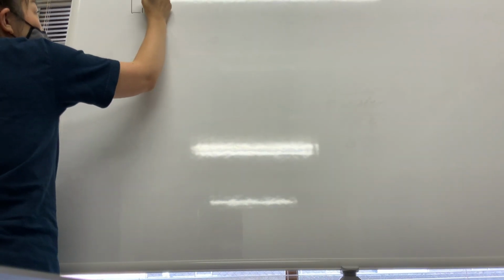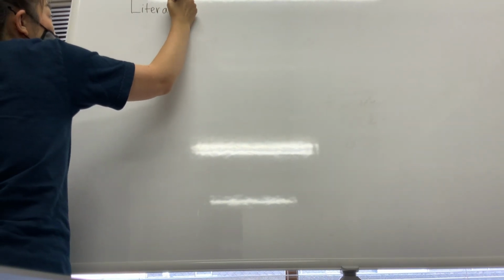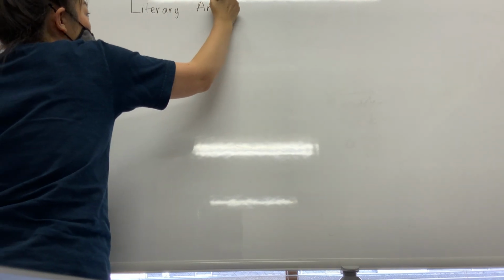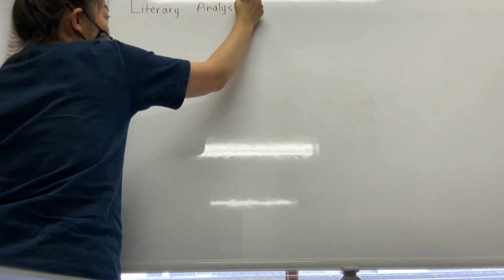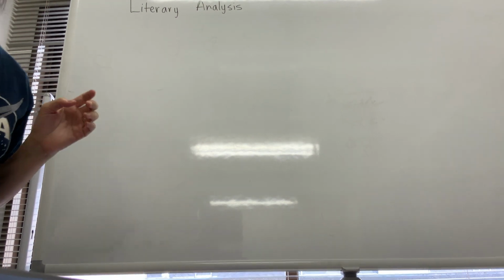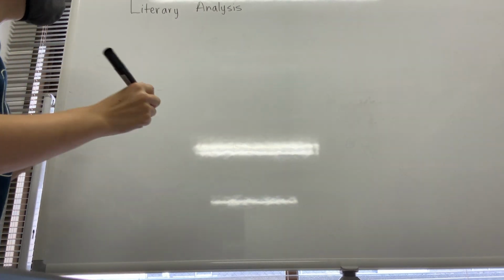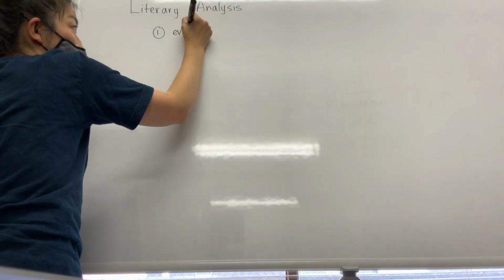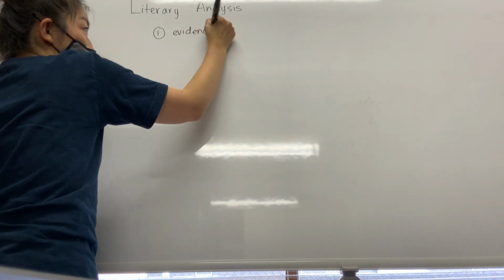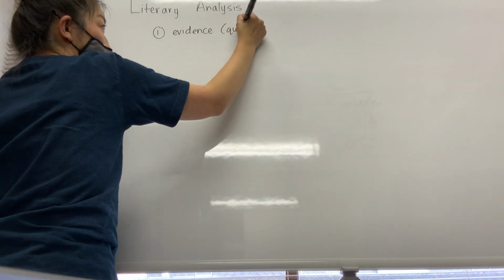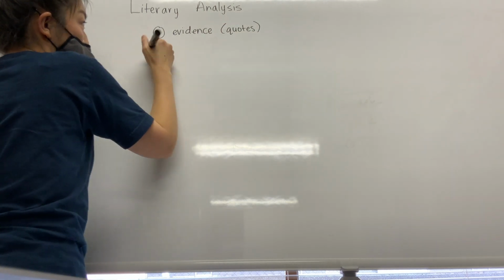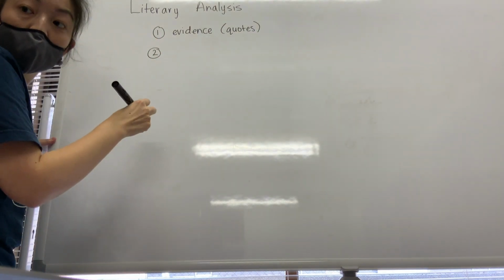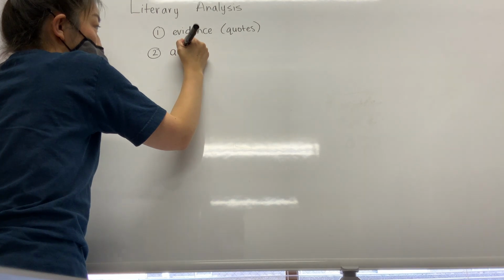Literary analysis. Which is what we're talking about in high school, right? So you need 3 parts. You need 1, you need evidence. This looks like quotes. And then you need to talk about the author's choice.